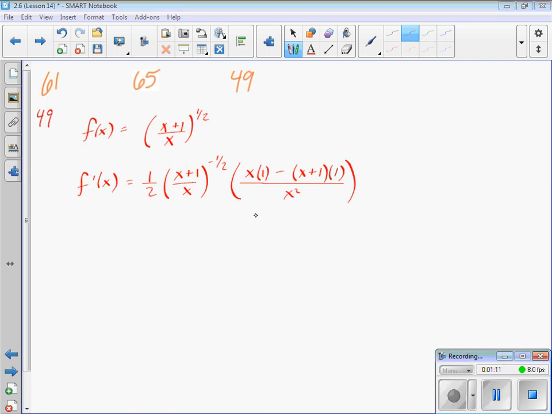Then I'm going to just clean up this back parenthesis here. So I still have this half, and I still have this piece here. And then what's going to happen to the numerator back here? X's cancel, so I'm left with negative 1 over x squared, right? So any questions to that point?